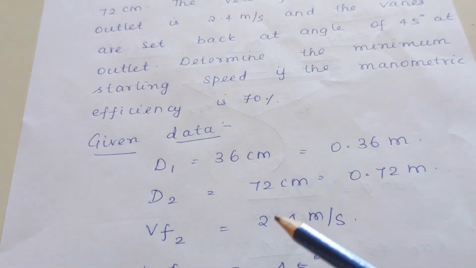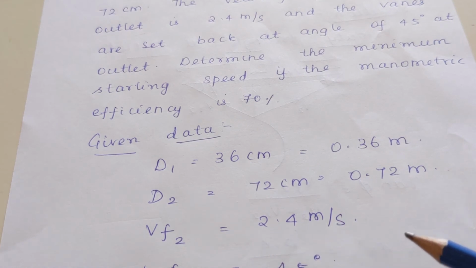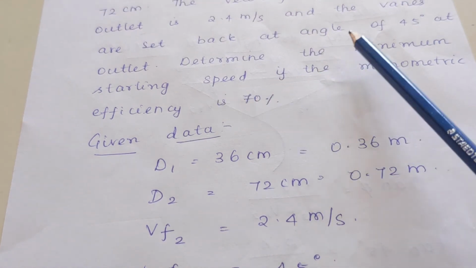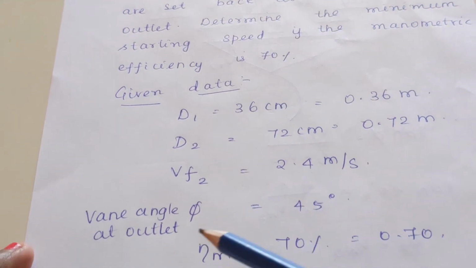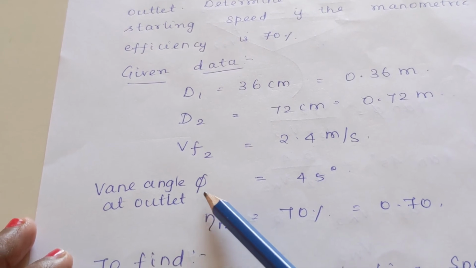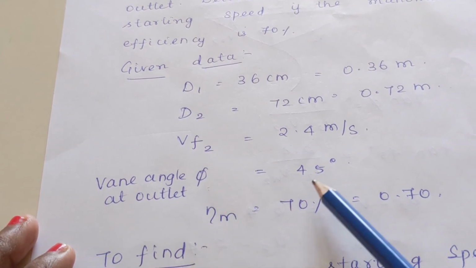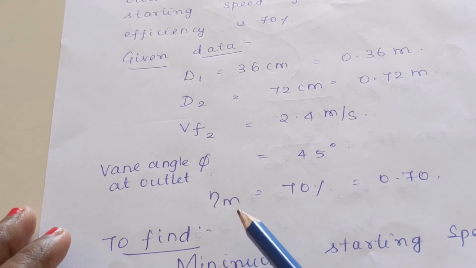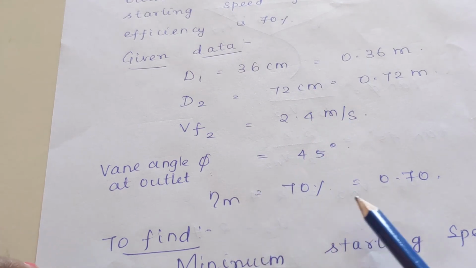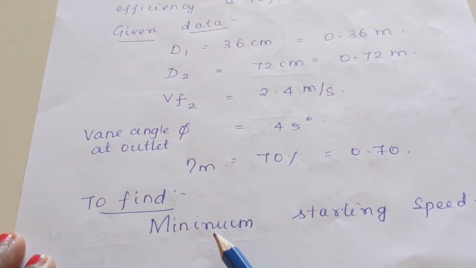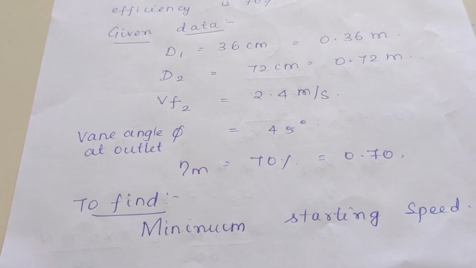At the outlet, Vf2 is given as 2.4 meter per second, and the vanes are set back at an angle of 45 degree at the outlet. So you have to represent it as phi is equal to 45 degree, and manometric efficiency is given, so eta m is equal to 70%, so 0.70. What you have to find? You have to find the minimum starting speed of the pump.